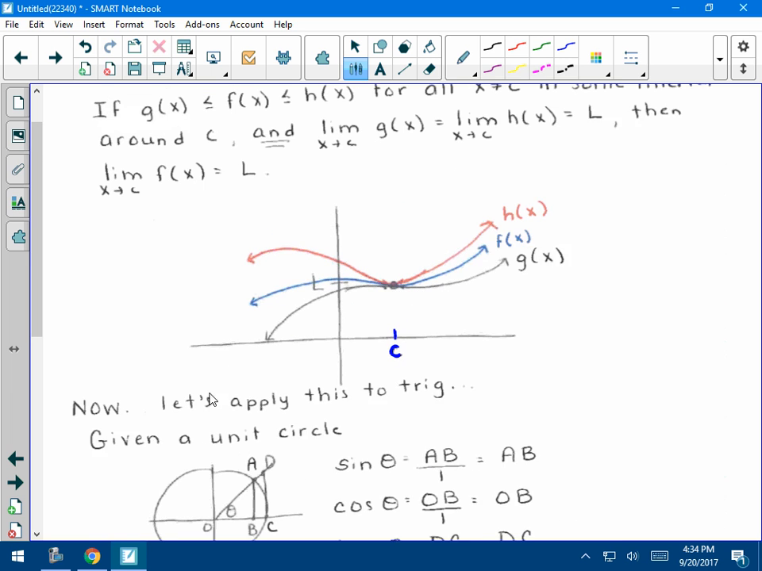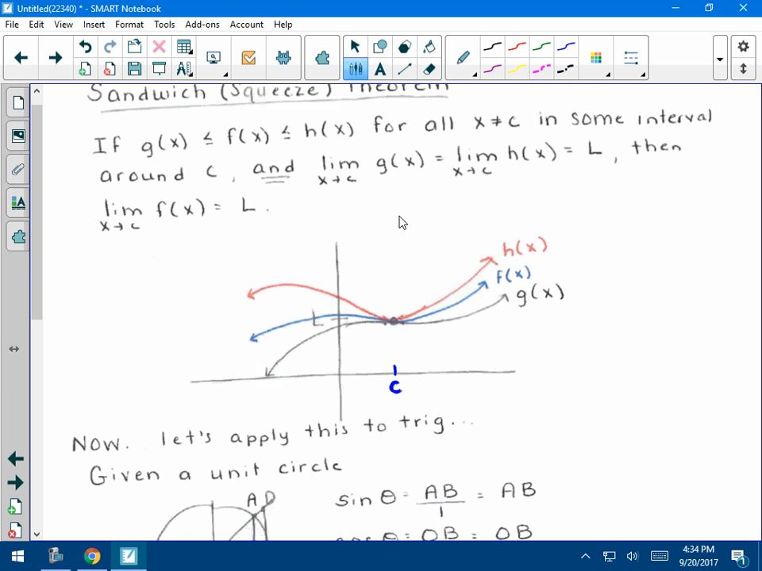Okay, if that's true, you can see here, the limit as x approaches C of g of x, so the black graph, equals this value L. The red graph, the limit as x approaches C of that, is also L. So if you know that these two limits are L, and this blue graph has to be squeezed in the middle of them, does it kind of make sense that that limit has to be L also? If it's always squeezed between these two whose limits are L, it's got no other place to go. So that's what this theorem's saying.